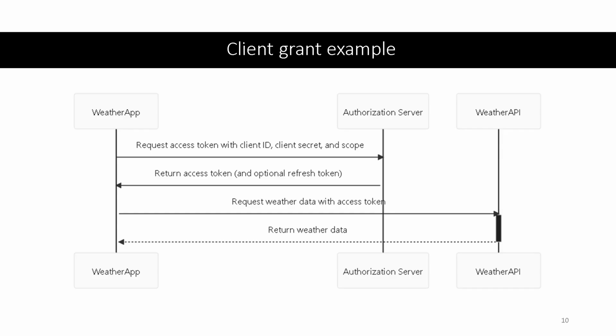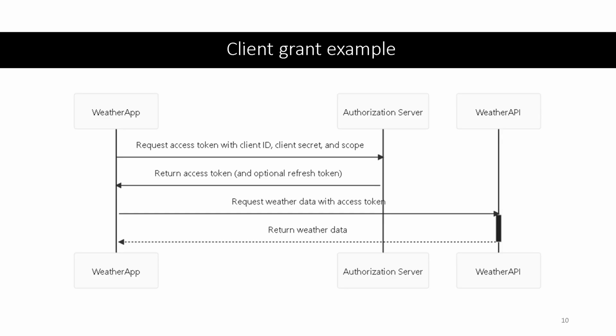Weather App needs to update its weather data every hour, so it requests an access token from the authorization server of Weather API using its client ID, client secret and scope. For example, it could be read. The authorization server verifies the credentials of Weather App, and if valid, returns an access token and optionally a refresh token, which we will see is important. This would be returned to Weather App.